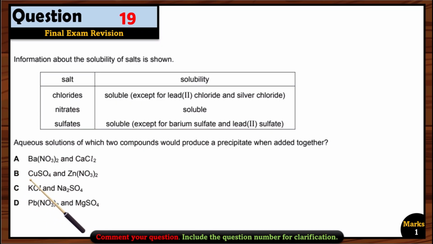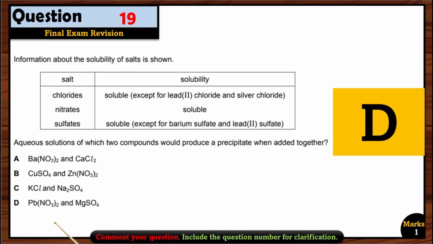Now let's see the second option. Copper sulfate and potassium nitrate will give you copper nitrate, soluble, and potassium sulfate, also soluble. So this option is also rejected. Now we are left with potassium chloride and sodium sulfate. So, potassium sulfate, soluble, and sodium chloride, again soluble. So now we are just left with option D. That's why option D is the right option.